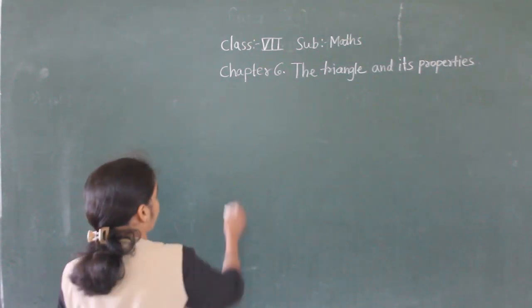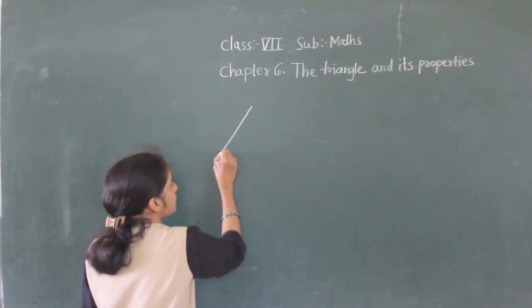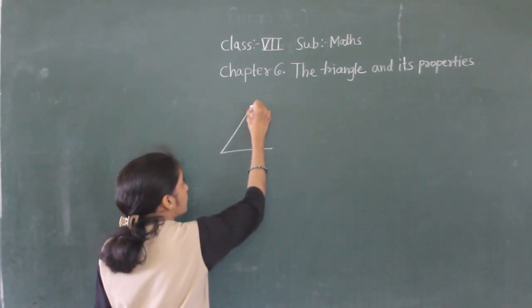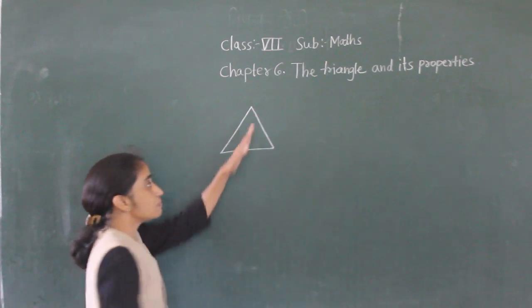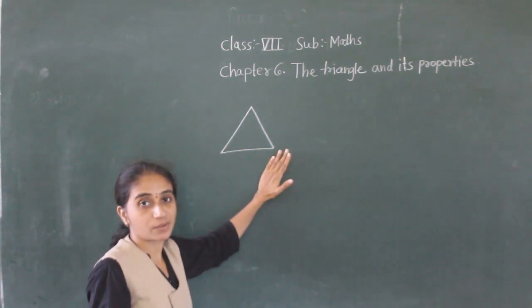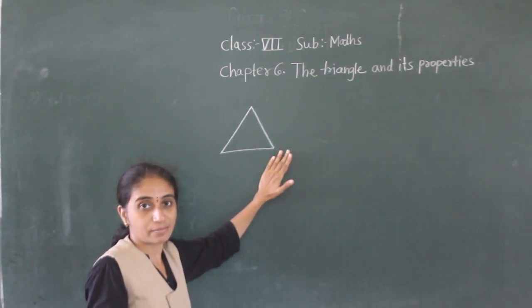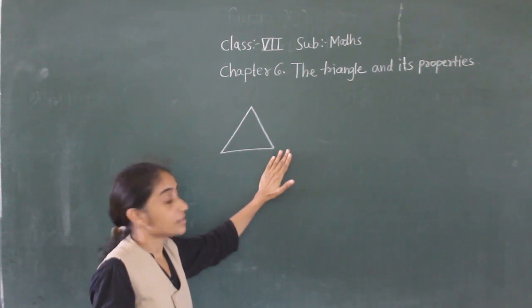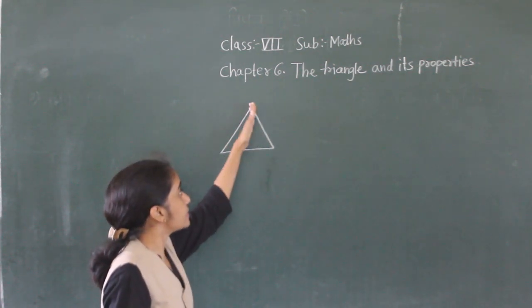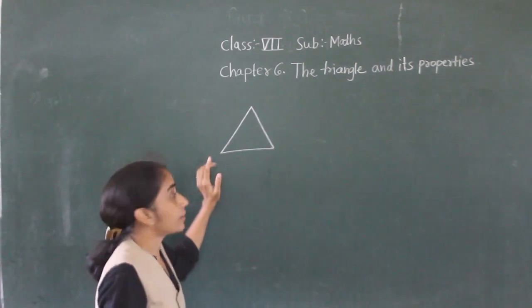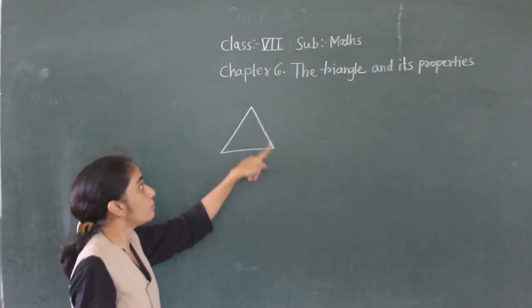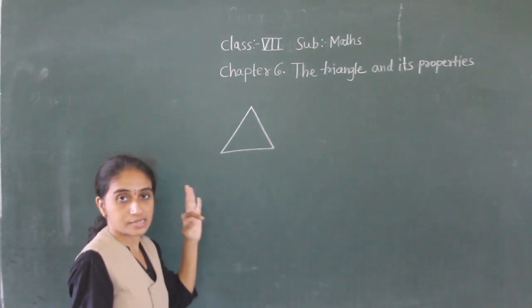Now what is a triangle? A triangle is a simple closed curve which is made up of three line segments.